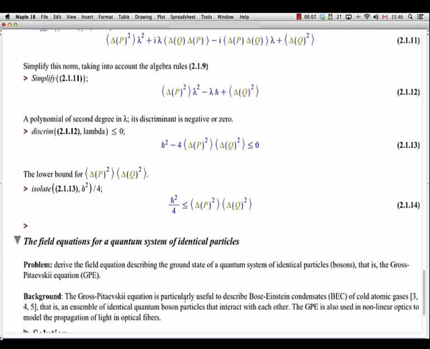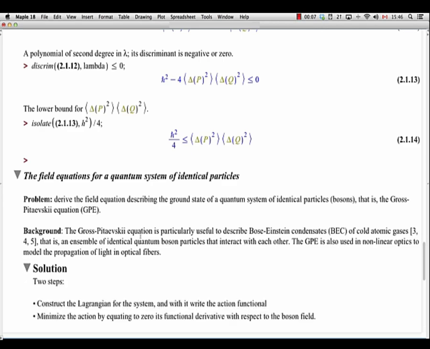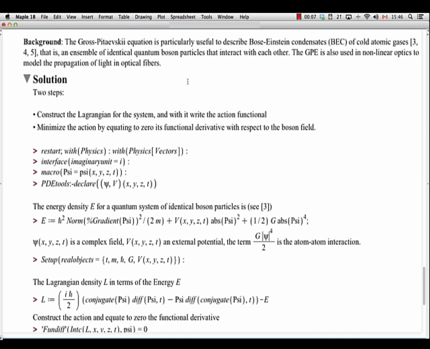Our second problem in quantum mechanics is the derivation of the field equations for a quantum system of identical particles. The background for this is that quantum systems of identical particles, if they are of boson kind, enter a number of relevant problems nowadays, typically in the form of Bose-Einstein condensates. I will not go into details. At this moment, I'm just interested in computing the field equations for such a system. These equations are computed by constructing the Lagrangian and then minimizing the action by equating to 0 its functional derivative with respect to the field.